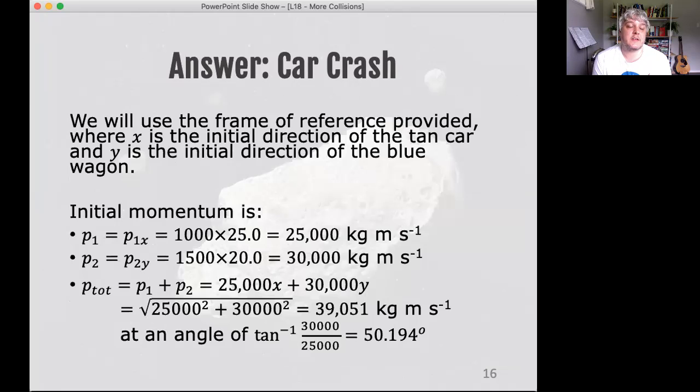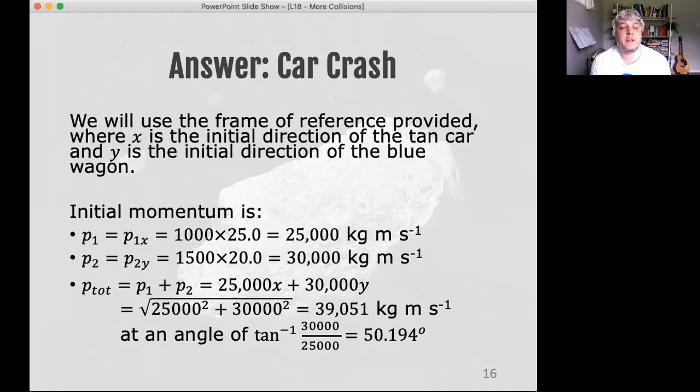So the initial momentum has both an X and a Y component, because car 1 has an X component and car 2 has a Y component. So we can just calculate those 2 components, add them together, and that's our total momentum. So car 1 has momentum of 25,000 kilogram meters per second in the X direction, car 2, 30,000 kilogram meters per second in the Y direction. We've defined positive for both of them as the directions those cars are initially traveling. So those are both positive momenta.